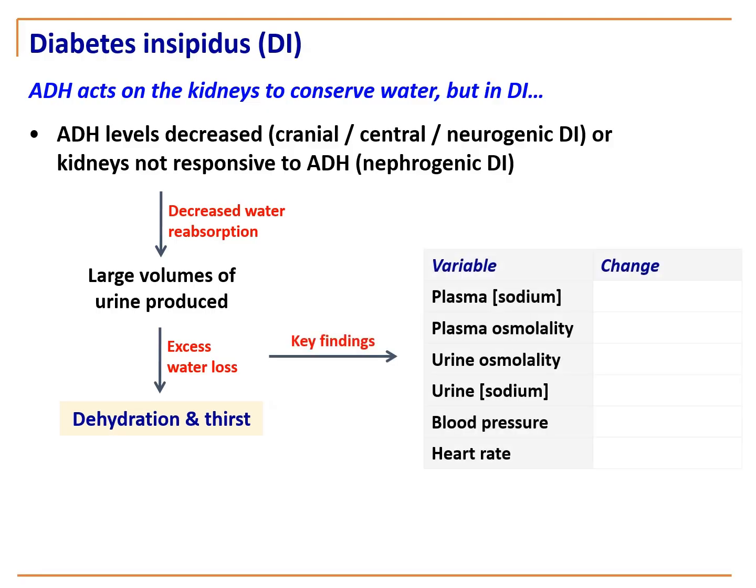So what are some of the key findings? This is very similar to the slide I gave you for SIADH. I just want you to press pause, look at those variables, and think what will happen to them: the plasma sodium, osmolarity, urine sodium and osmolarity, but also what will happen to blood pressure and heart rate as consequences. So press pause.